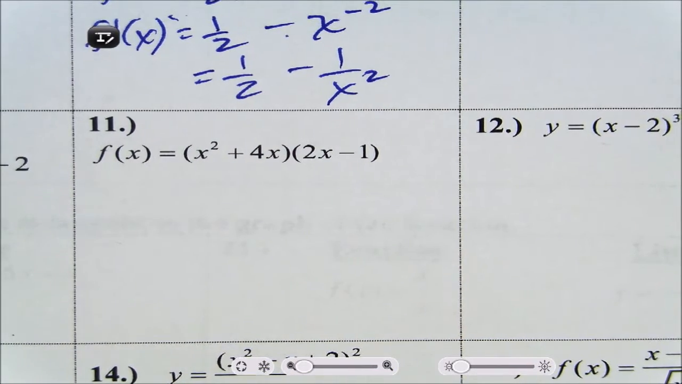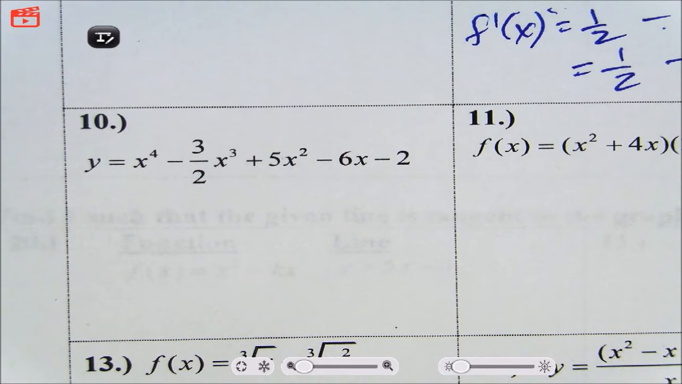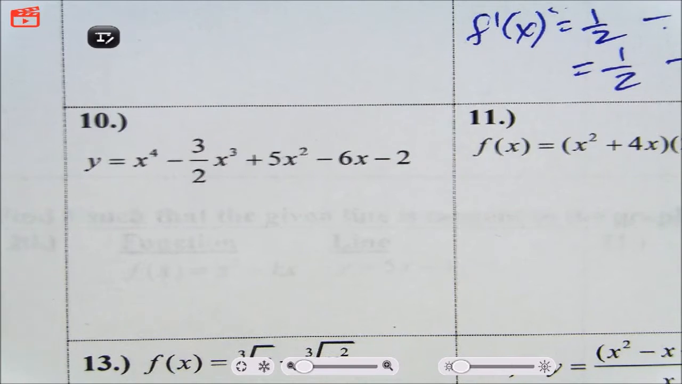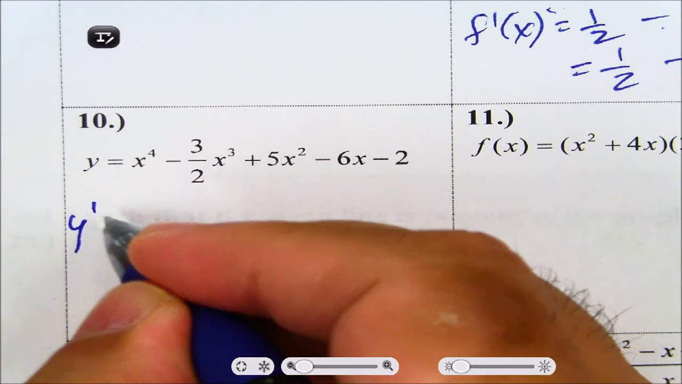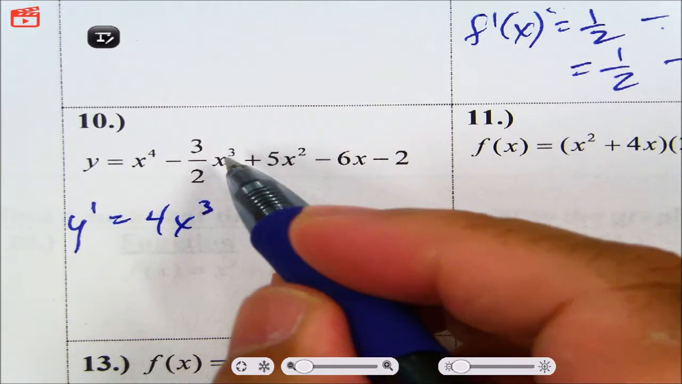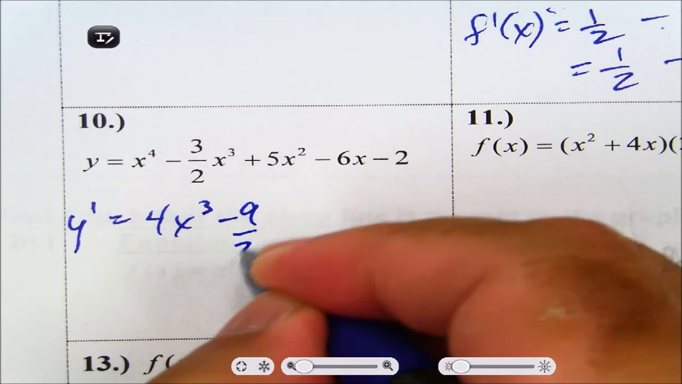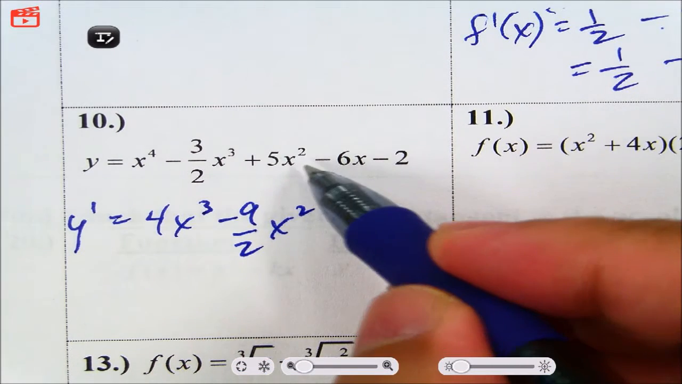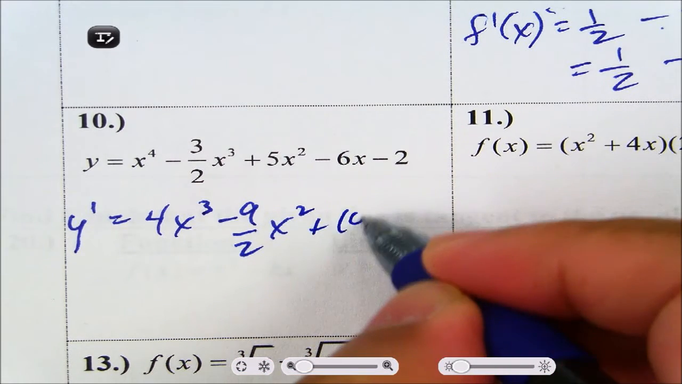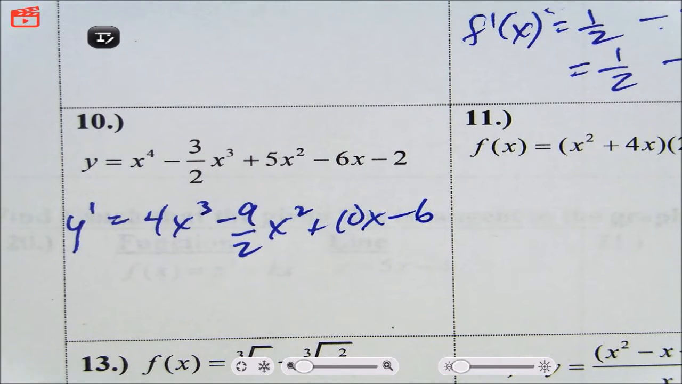Alright, number 10. This is just a straightforward one. You're just going to find the derivative separately. The derivative of x to the 4 is 4x cubed. The derivative of minus 3 halves x cubed is minus 9 halves x squared. The derivative of 5x squared is 10x. The derivative of minus 6x is minus 6. That's it. There was no algebra involved in that one.